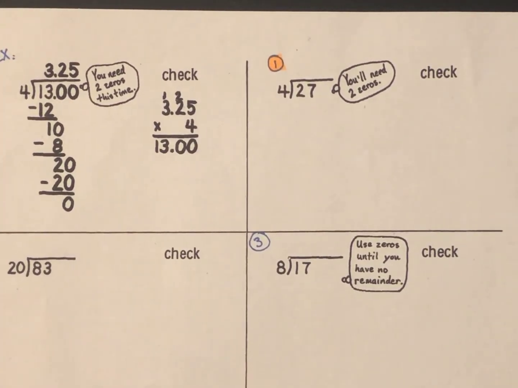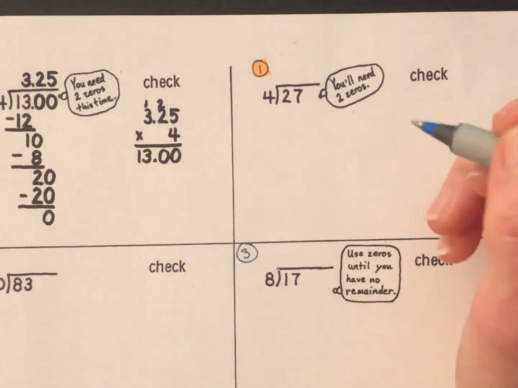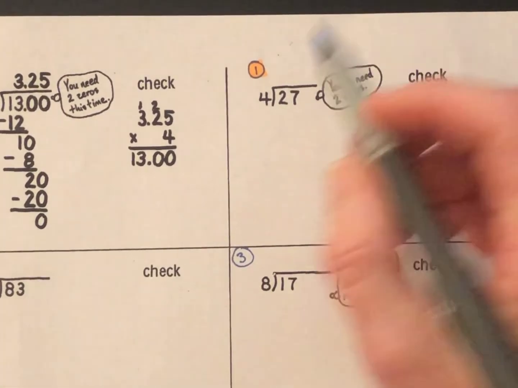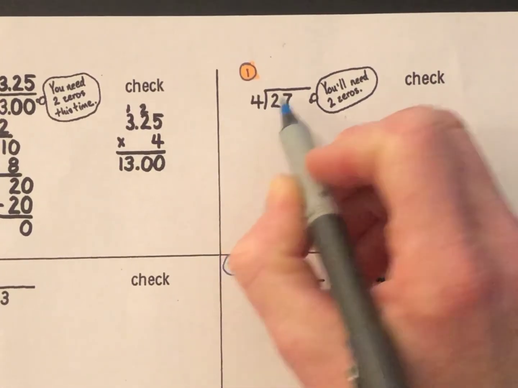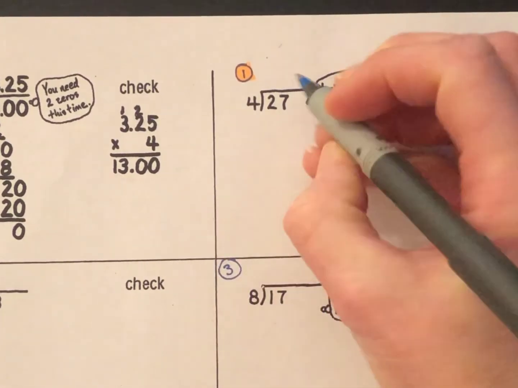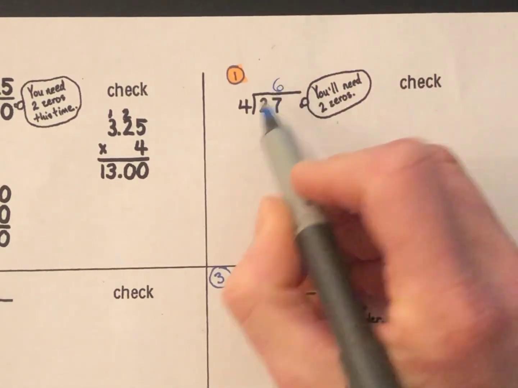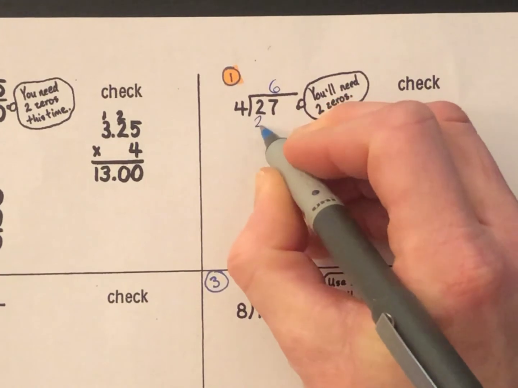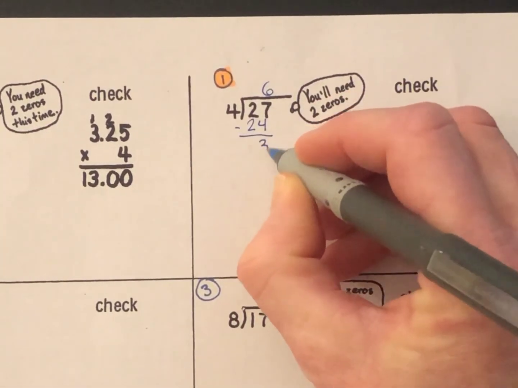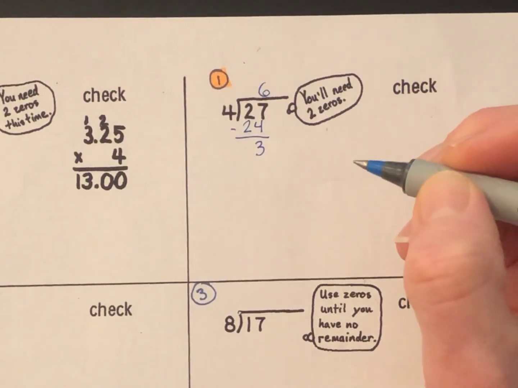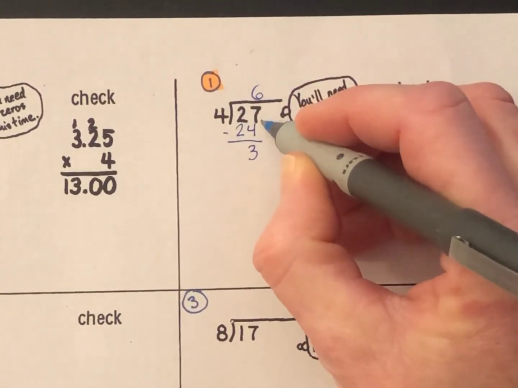Instead of showing a remainder, we're going to have a precise answer that is in decimal form. 27 divided by 4. 4 does not go into 2. 4 goes into 27 6 times. So I'll put the 6 on top of the 7. 6 times 4 is 24. Bring down 3. I've got a remainder. So in order to keep going and make my quotient precise, I will put a decimal and a 0.